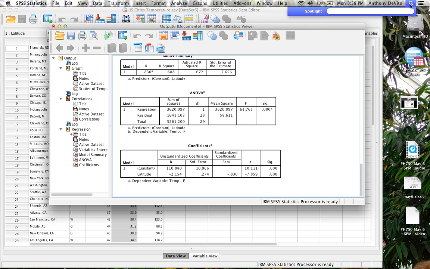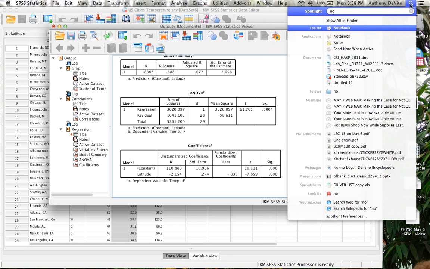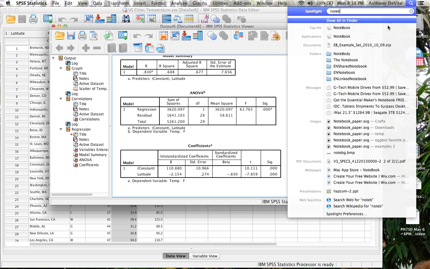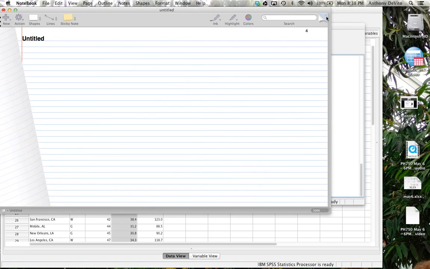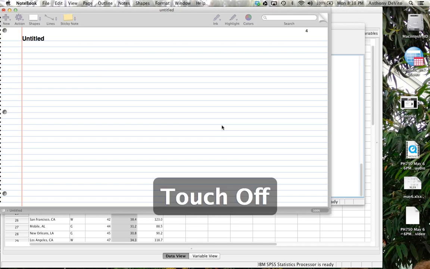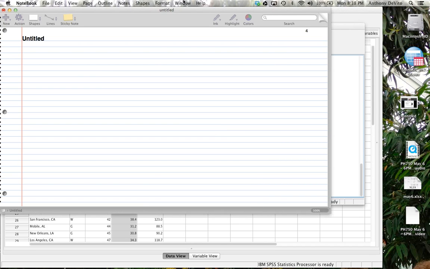Let me see if I can't find it here. Notepad, notebook. I'm going to pull up a piece of paper. This is from earlier. Okay, let me get my pad out.